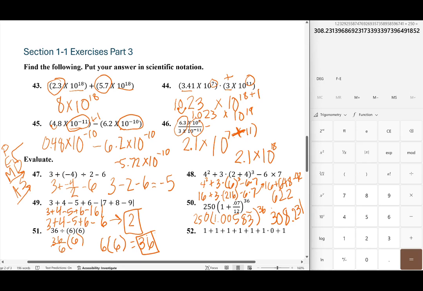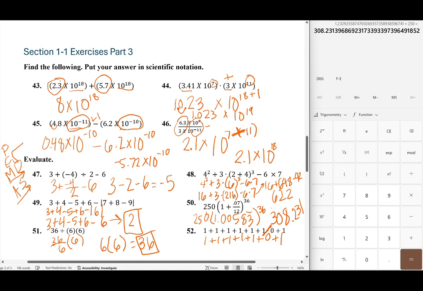Number 52 is also a little sneaky. Remember that we're going to do multiplication first, so that means this problem, just this one becomes 0. The other ones will stay there. The hardest part about this one is making sure you write down all the ones that are there. 7 became 0, then add 1. So now we're just adding all the ones that are there.